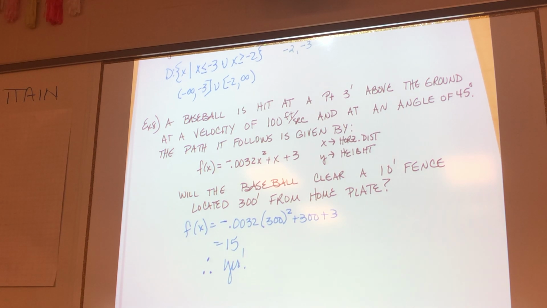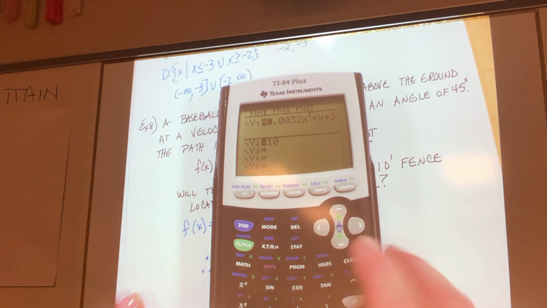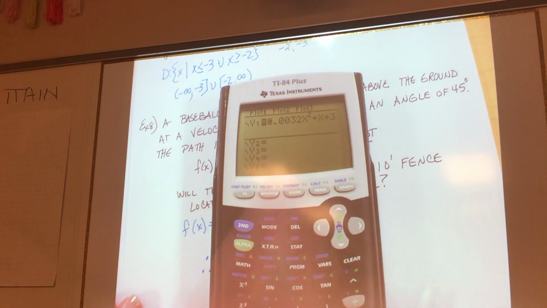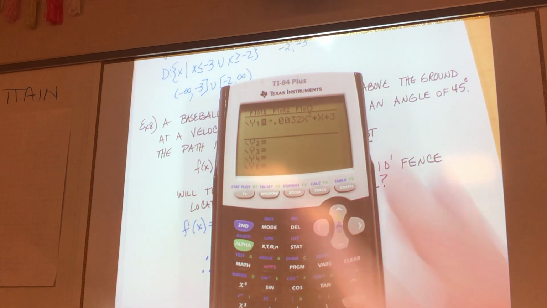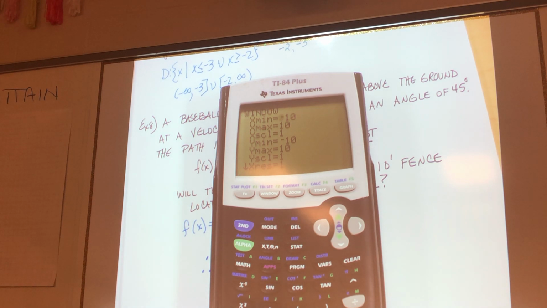Let me show you something else really quick, and then I'll let you get to work. I went to y equals and plugged my equation in. Now I'm going to the window settings. x is my horizontal distance, so what's the smallest? 0. What's the largest? 300 would just be to the fence, so let's go to 350. I'll go by 35.